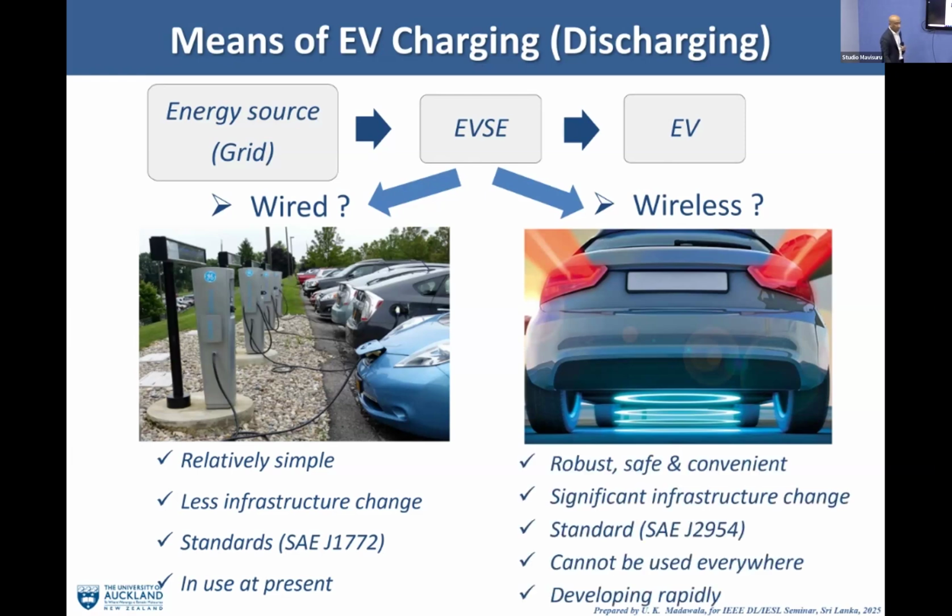What we do is the vehicle comes and parks, and we can charge. I'll talk about that. Why is it good? Robust, safe, convenient; ice, water, doesn't matter. You come and park and you can charge the electric vehicle. But with respect to wired charging, there is relatively significant infrastructure change. The standard has already been established, just for J2954, but this cannot be deployed everywhere. You can imagine that in poorer countries, it's very difficult to do that at the moment because deployment is very likely to be in the urban environment, and that is developing rapidly.